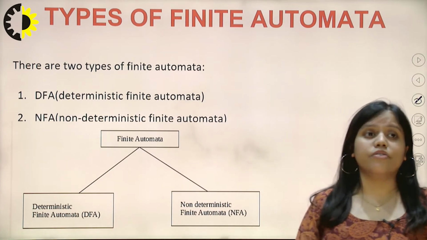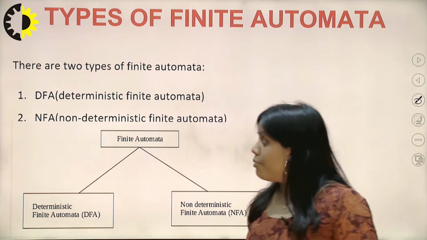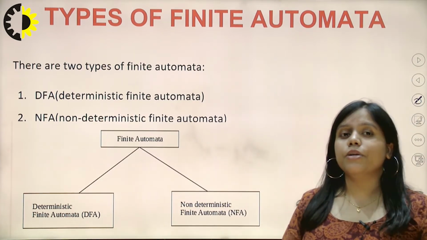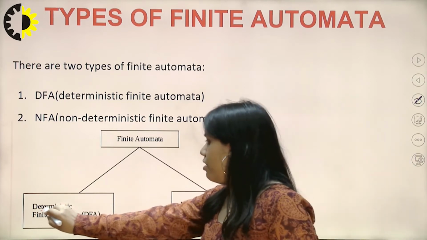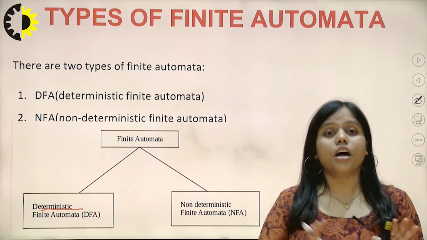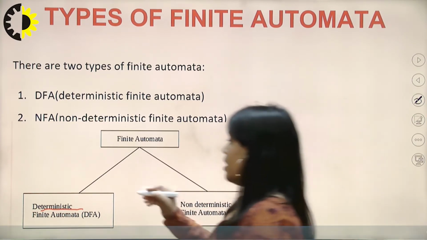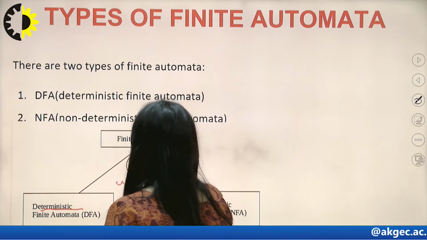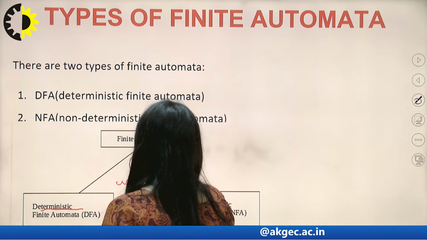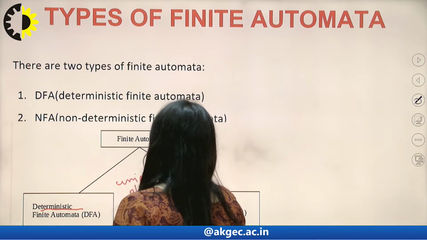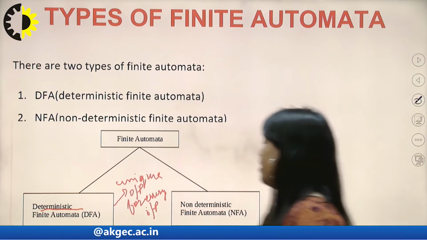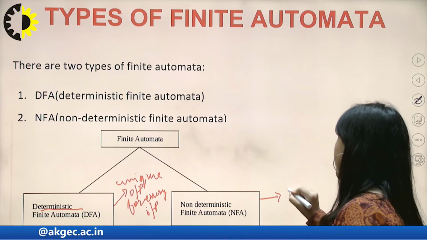Now there are 2 types of finite automata: deterministic finite automata and non-deterministic finite automata. For deterministic finite automata, as the name suggests, it is deterministic. So we will have a unique output for every input. Please understand, a unique output for every input.